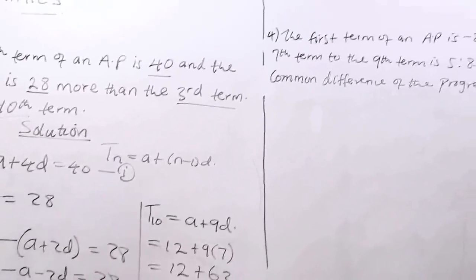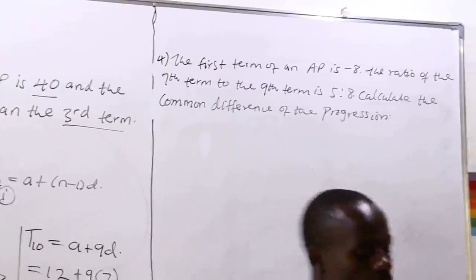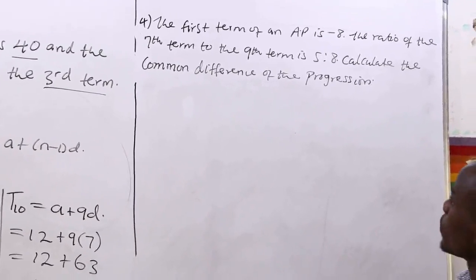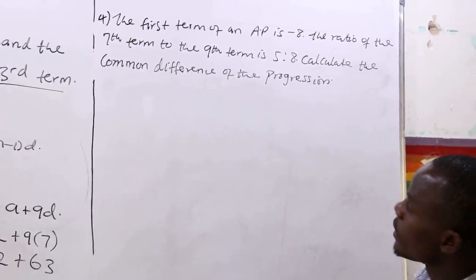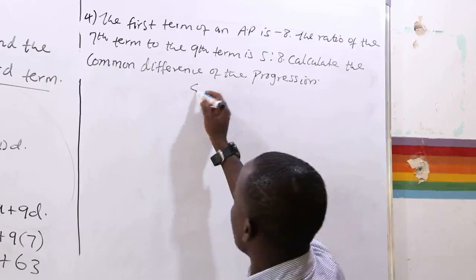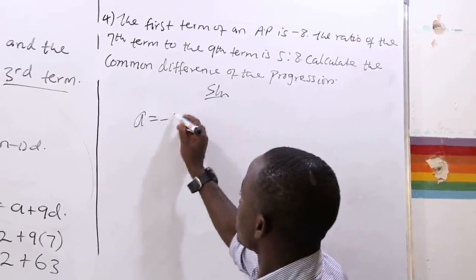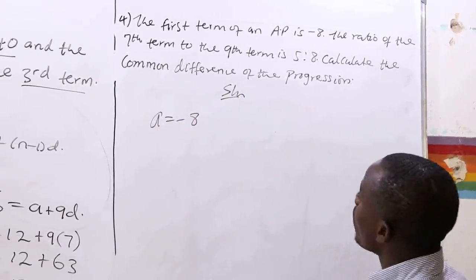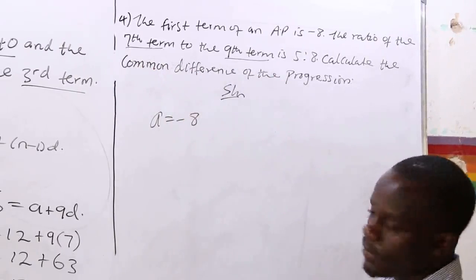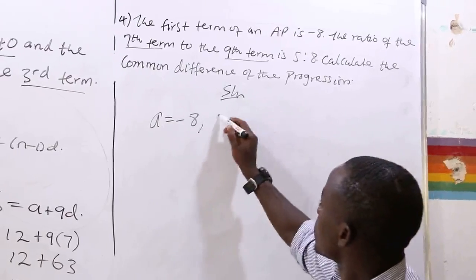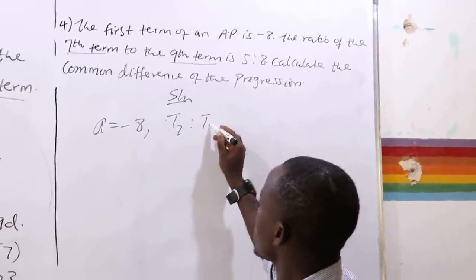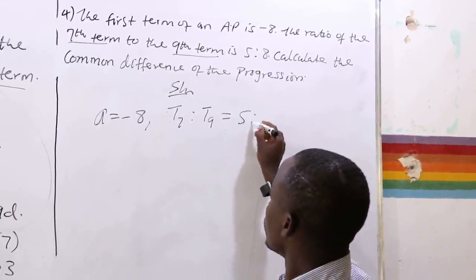Let's take the next example we have here. And this example is also a bit different from what we have because it involves ratio. So the question reads, the first term of an AP is minus 8. That is our A now. Our A is minus 8. The ratio of the 7th term to the 9th term is 5:8. That is, let me use T7 ratio T9 is equal to 5:8.